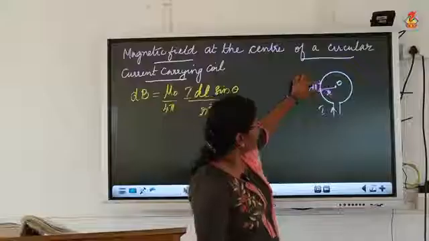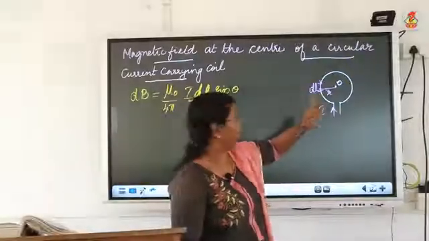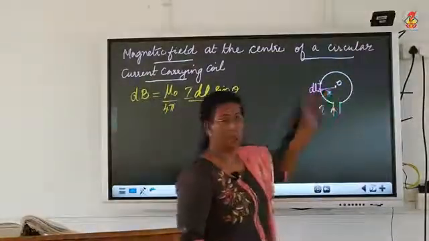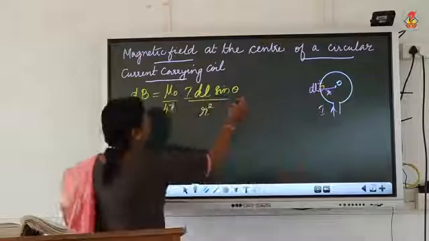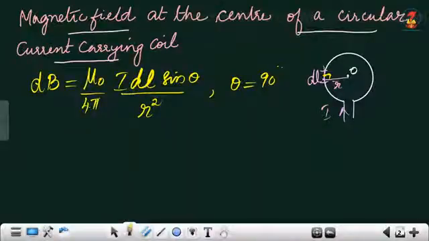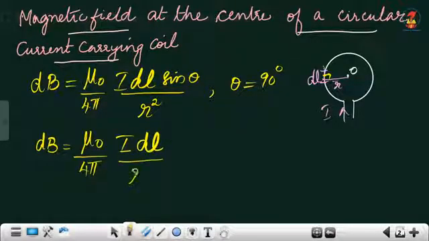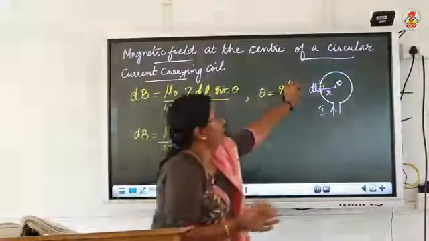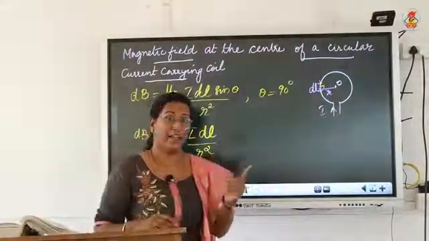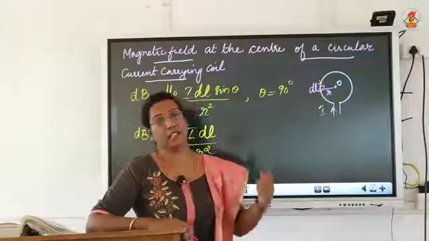Now this is dl, a very small portion, so it's almost a straight line, isn't it? And this is our displacement vector r. So the angle between them is 90 degrees, so theta is equal to 90 degrees. So the equation becomes dB is equal to mu 0 by 4 pi, I dl by r square. This is the field due to the current element. Next, we are going to find the field at point O due to the entire circular loop.